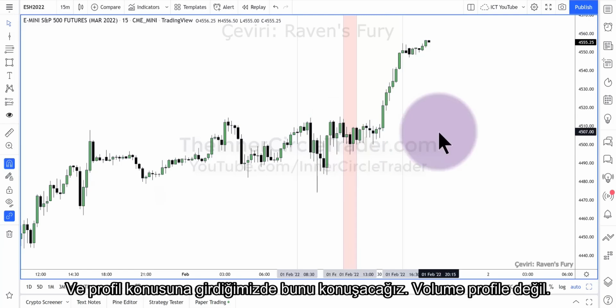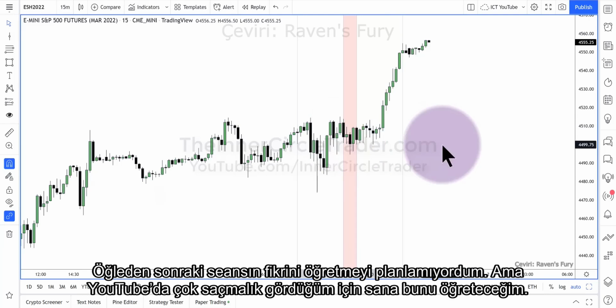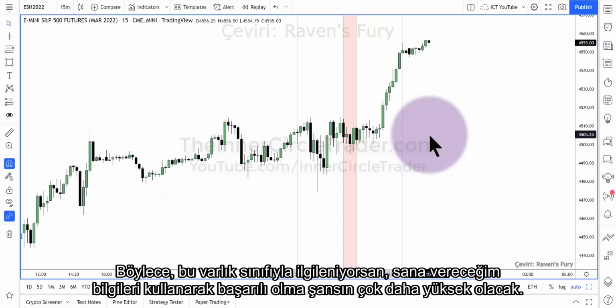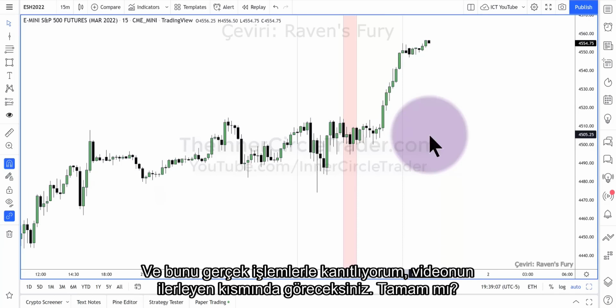Not volume profile, okay? The idea of the afternoon session, I wasn't going to teach that, but because I see a lot of nonsense on YouTube, I'm just going to teach it to you. Okay, so it's going to be a complete daily treatise on the entire daily range of indices. So that way, if your interest is in this asset class, you'll have a far better chance of being successful, in my opinion, using the information I'm going to give you. Okay, and I'm proving it with actual executions, as you'll see later in the video.